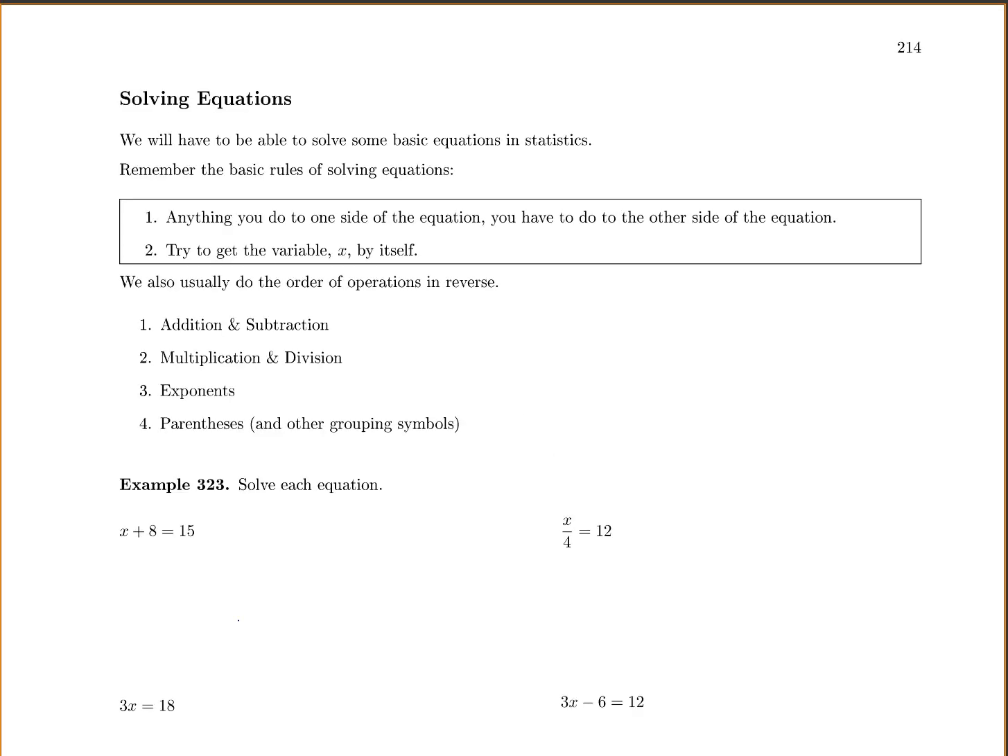So we don't get very advanced in this class, but we do have to be able to solve a very basic equation. So there's two basic rules. First, that anything you do to one side of the equation, you have to do to the other side of the equation. And our goal is to try and get the variable x by itself. To do this, we'll usually do the order of operations in reverse. When you solve the equation, it works better if you do the order of operations in reverse. So we do addition and subtraction first, then multiplication and division, then exponents, then parentheses.